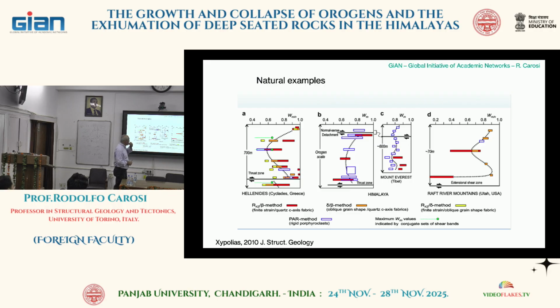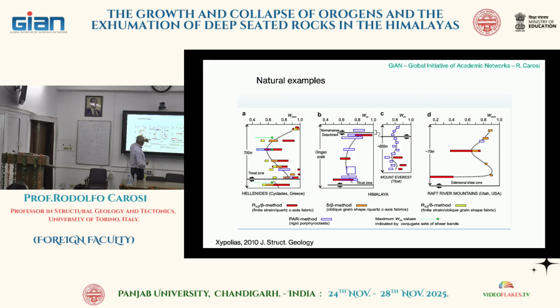this is the rigid porphyroclast method, and the blue was used in Mount Everest, at the scale of the orogen. So you can see, for example, in this tectonic unit, you have simple shear predominating in the upper part, and pure shear dominating in the central part of the unit. Then simple shear increases at the thrust at the base of this unit in Greece, and more or less the same happens in the Himalaya.